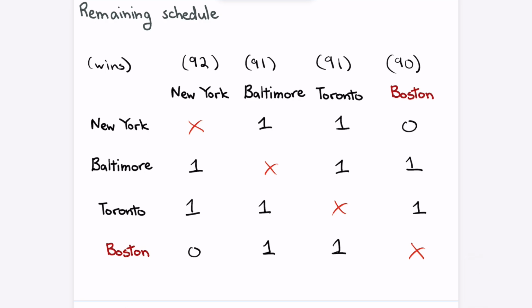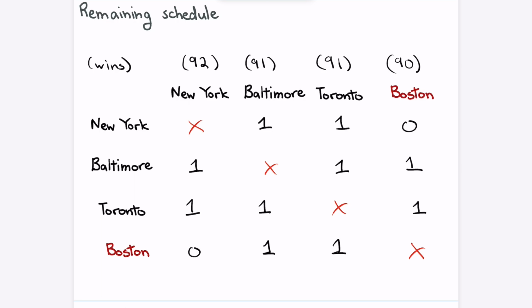So New York is going to play Baltimore and Toronto one time each. Baltimore is playing New York and Toronto and Boston. Boston is playing Baltimore and Toronto. And now you have this chart and you want to know, can the Boston Red Sox still make it to the playoffs? Does the question make sense? All right, so I'll let you look. Tell me if it's possible.